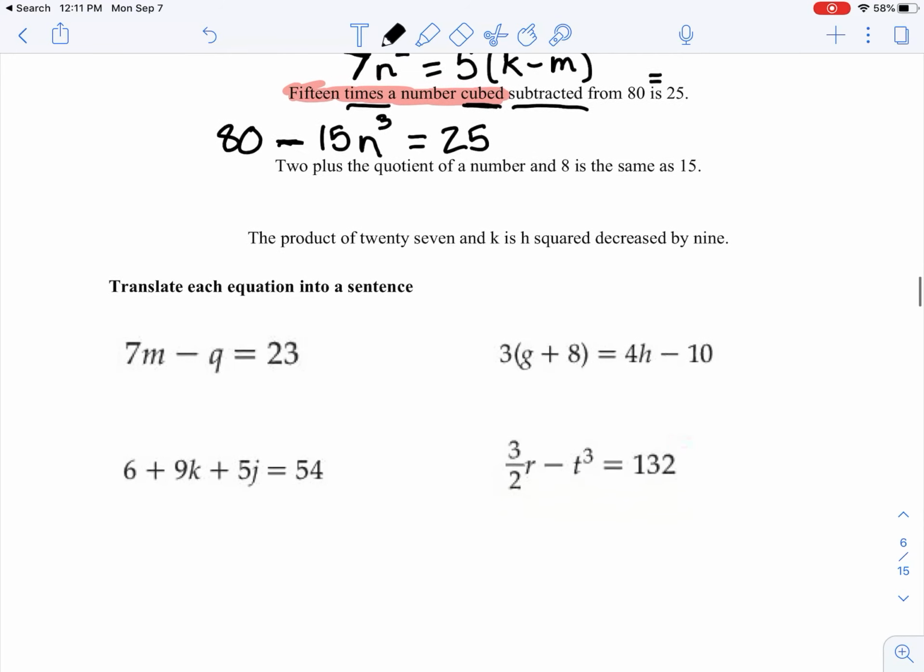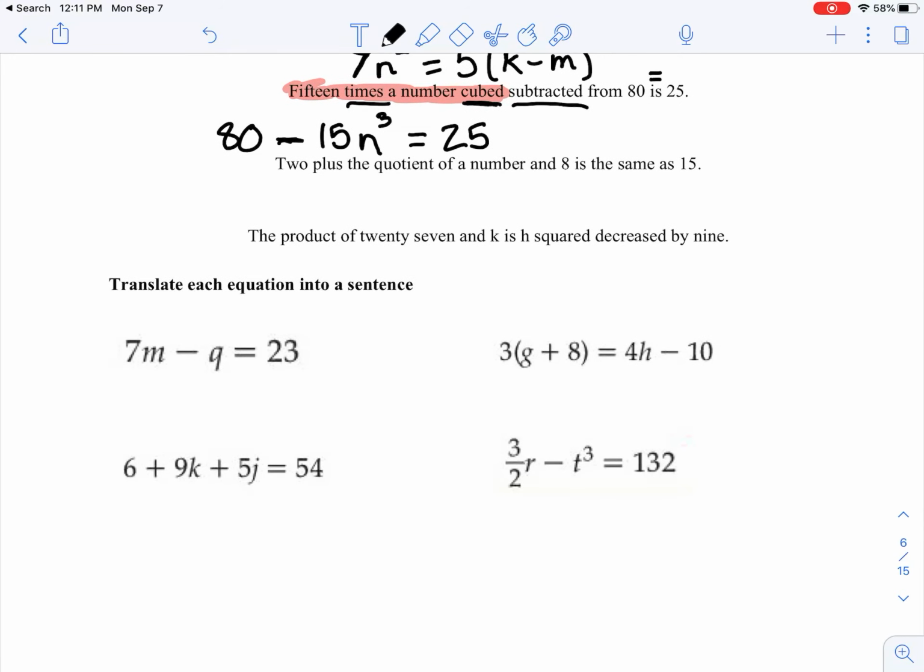All right, next. 2 plus the quotient of a number and 8 is the same as 15. First of all, is the same as, this all means equals.